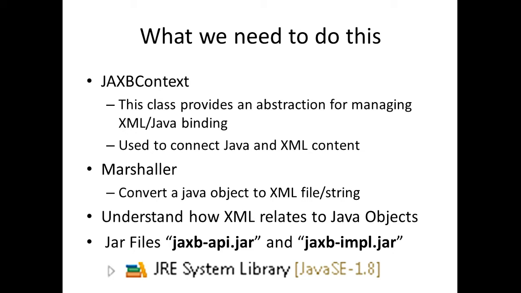Another thing that we need to know is how to understand the relationship between XML and Java objects. Once again, just like I've explained in my previous video, there has to be a certain level of understanding when it comes to relating XML to the Java objects that you're going to construct. And the last thing we need are these jar files, the jaxb-api.jar and jaxb-impl.jar. But we're working with Eclipse, and Eclipse comes with the JRE library, which already includes all the files that you need in order to do this.